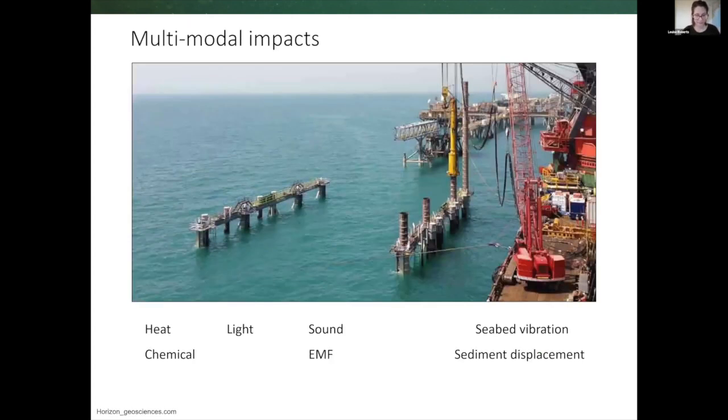And finally, it's important to note that noise rarely occurs on its own. So sound doesn't occur without a vibration if that activity is contacting the seabed. And in addition to this, many of these construction operations involve heat, light, chemicals, EMF, et cetera.